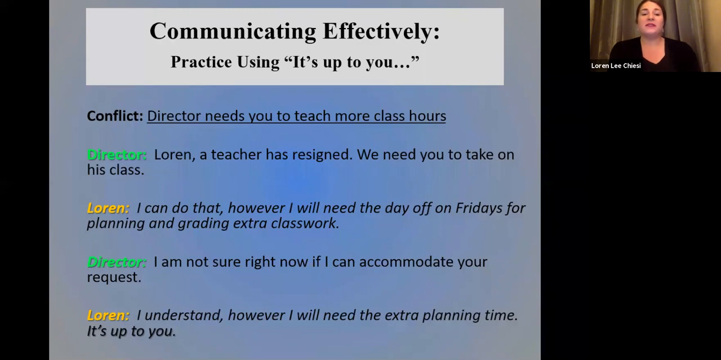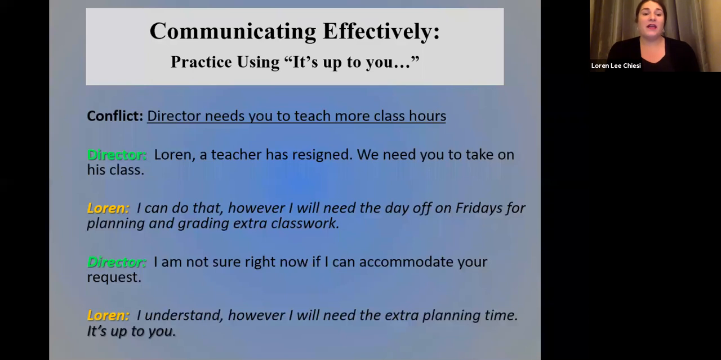So in this, you can see at the very end that I validated the other person. I understand you. I see what you're saying. I know that you are not able to accommodate my request right now. But you're also putting your firm consequence. I will need that extra time to plan. It's important to me because I'm being assigned extra work. And then you're offering up the choice.